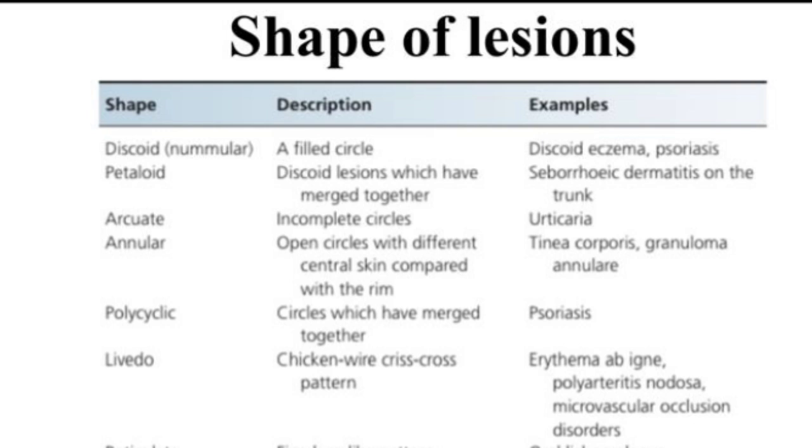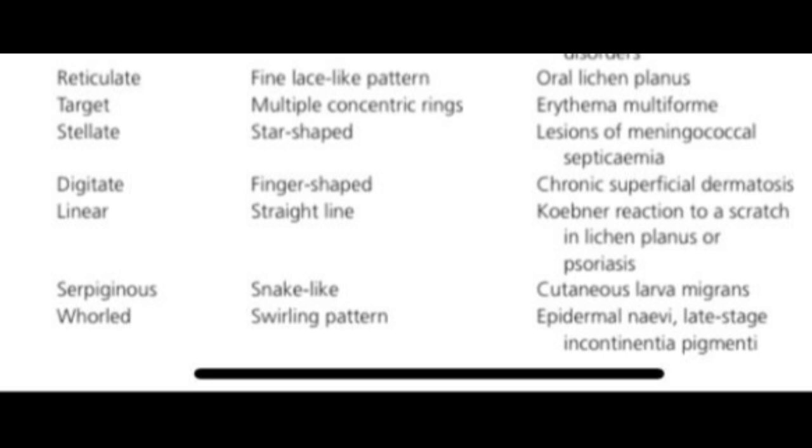Annular lesions are circles with a different center compared to the rim. It is seen in tinea corporis, granuloma annulare, etc. Polycyclic are circles which have merged together. It may be seen in psoriasis or tinea corporis. Livedo is a bluish-white criss-cross pattern. It is seen in erythema ab igne, polyarteritis nodosa, etc. Reticulate lesions are a fine lace-like pattern which is seen in oral lichen planus. Then target lesions are multiple concentric rings which is seen in erythema multiforme.